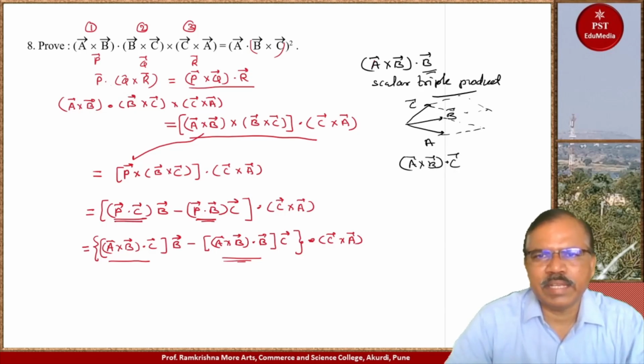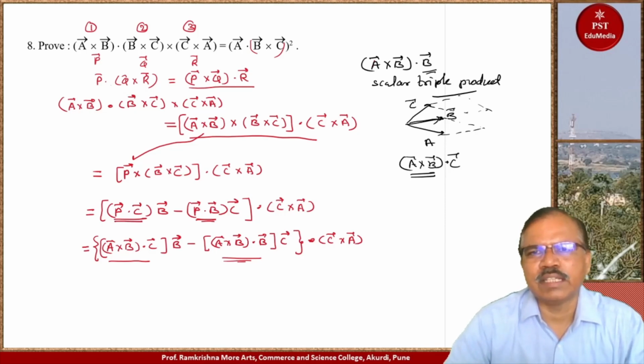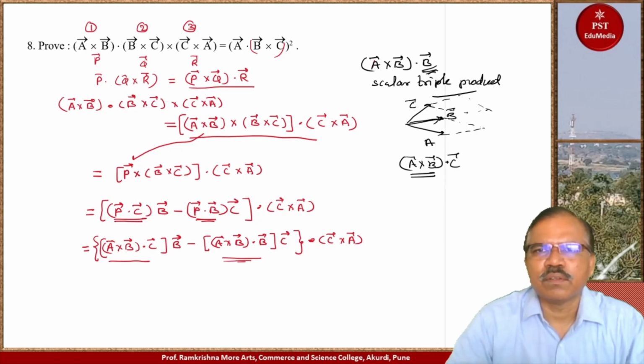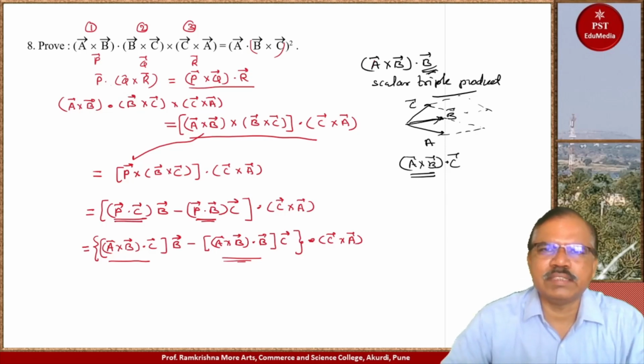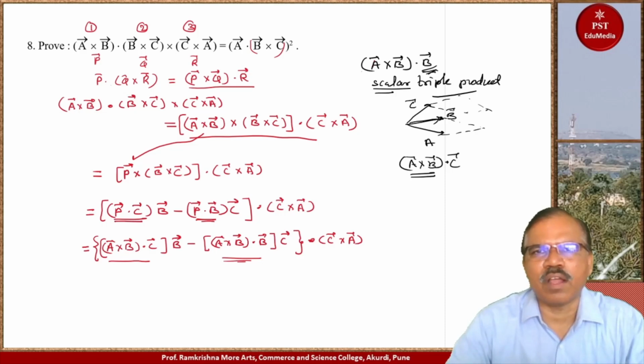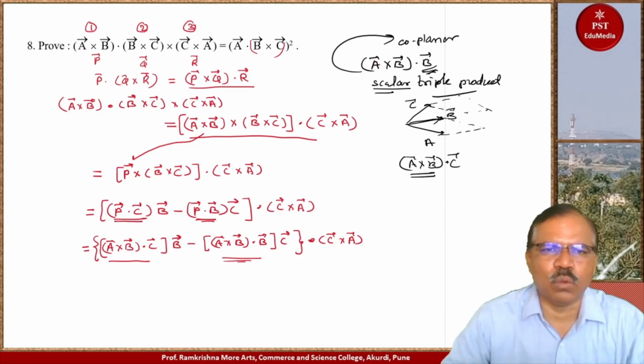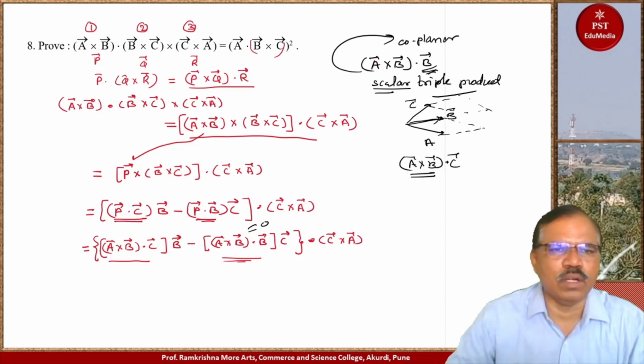But if we take here B, it is along this. If we take the parallelogram using A and B and form a parallelepiped with C along B, then A and B are in the same plane. So A cross B dot B, this is a scalar triple product, and these three vectors are coplanar. So their scalar triple product is 0. So this second term will be equal to 0.